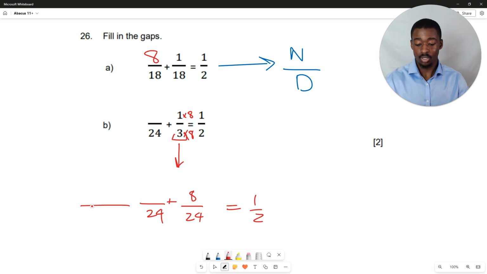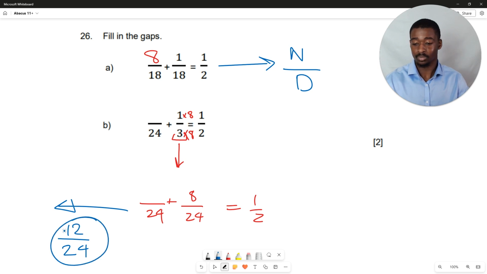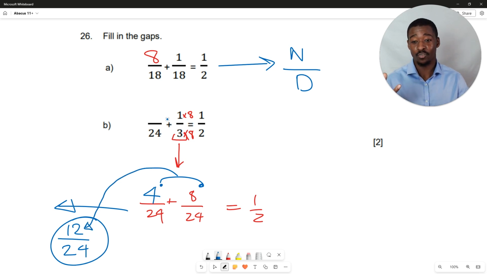We know overall we want it to end up with 12 over 24 because that represents a half, where again the numerator is half of the denominator. Understood? So, with that knowledge, we now know that this numerator, this gap, must be 4, because 4 plus 8 gives us that 12 that we were looking for. So the answer must be 4.